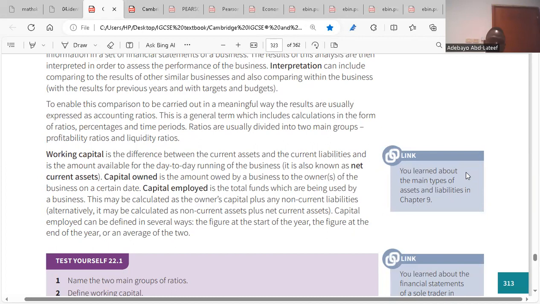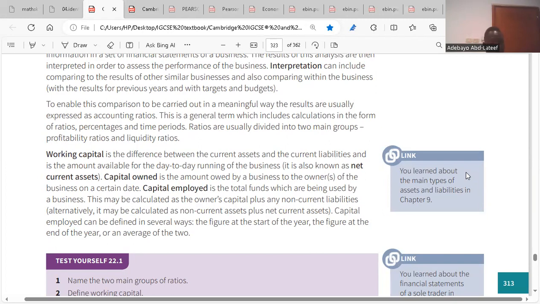Yes. That's working capital. Then we have capital owed, which is the amount owed by a business to the owners. So the amount of money the owner of the business has invested into the business is the capital owed. I think that is clear. Then we have capital employed, which is the total funds which are being used by the business. So the total amount of money used by the business is the capital employed.